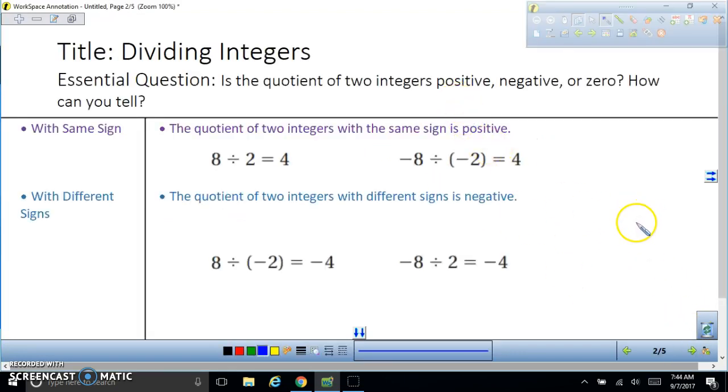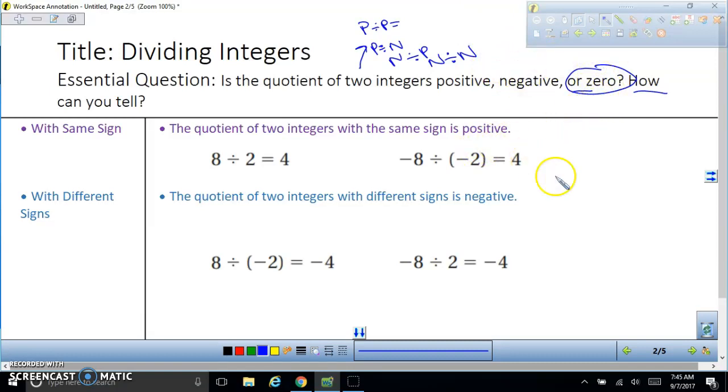You're going to title this dividing integers, and your essential question is: is the quotient, the answer to a division problem, of two integers positive, negative, or zero? How can you tell? I'm looking for both parts of these, okay? So we're looking for when we have a positive divided by a positive, what kind of answer we're going to get, a positive divided by a negative, a negative divided by a positive, a negative divided by a negative, and last but not least, we also have to include the zero. Okay, when is it going to be zero is what I need you to think about as well.